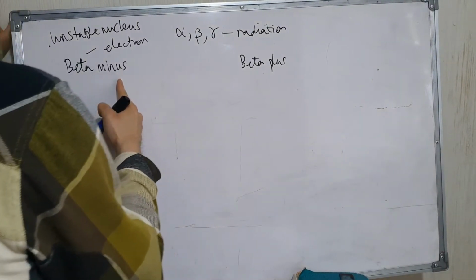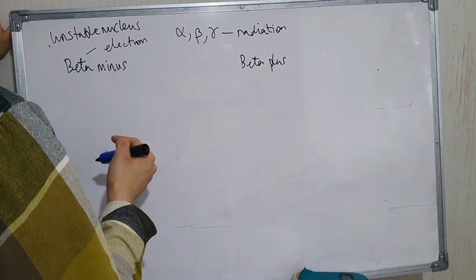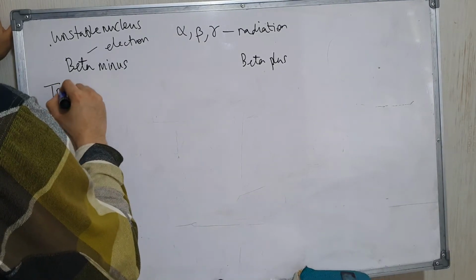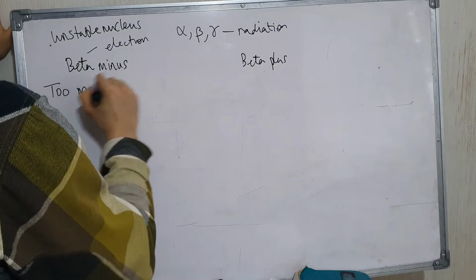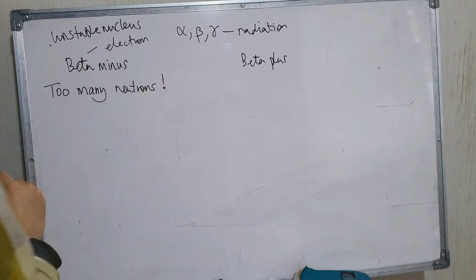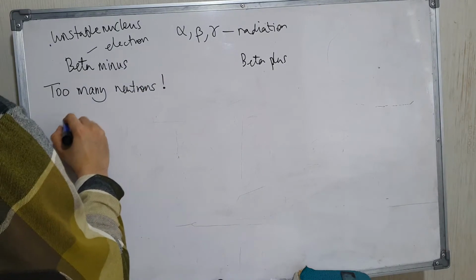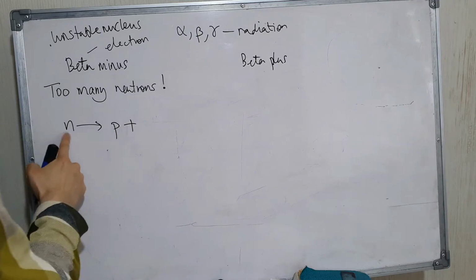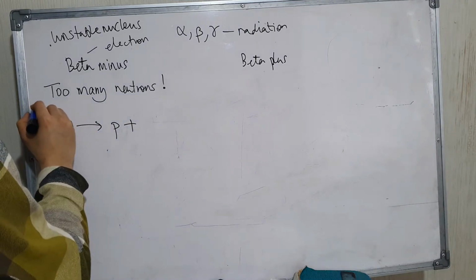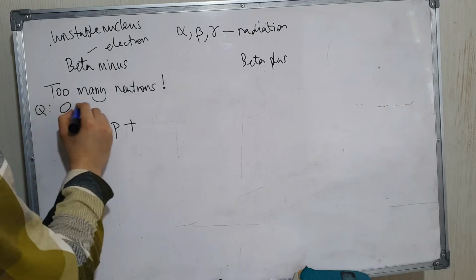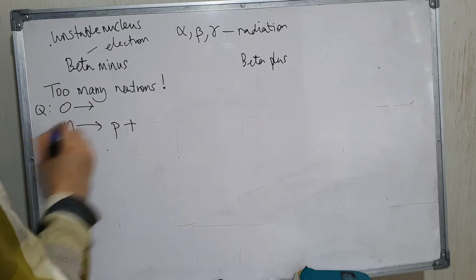Now, in the nucleus, you've got protons and neutrons. What if we have too many neutrons? So one of the neutrons will then become a proton. Now, what's the charge of the neutron? The charge of the neutron, so let's just say Q for charge. So the charge of the neutron is 0. What's the charge of the proton? +1.